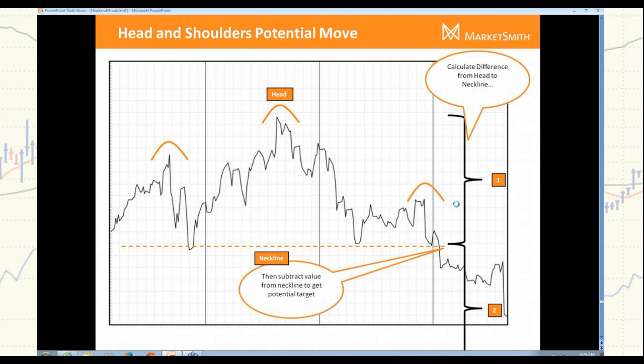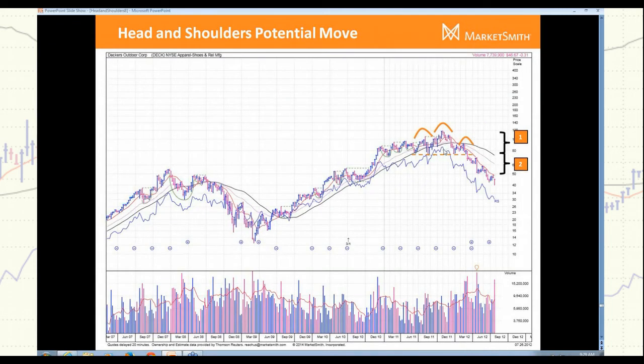Okay, so here is Deckers again, going through that long head and shoulders. What you want to do, if you want to get a potential move, is measure the head to the neckline. You get that value there, and all you do is subtract it from the neckline, and there's your potential point. You can see that this one went a little bit further, but at least it gave you an idea that this spent a lot of time here, and once it broke, that was really significant. The potential target was the difference between the head and the neckline.